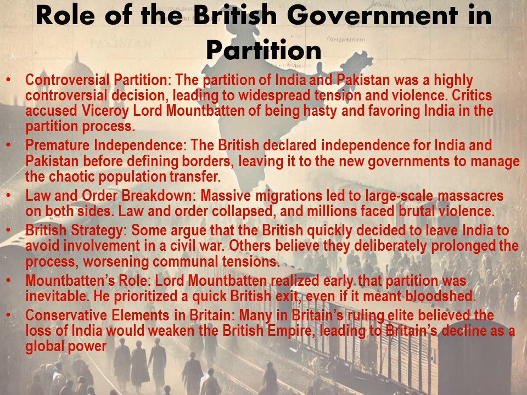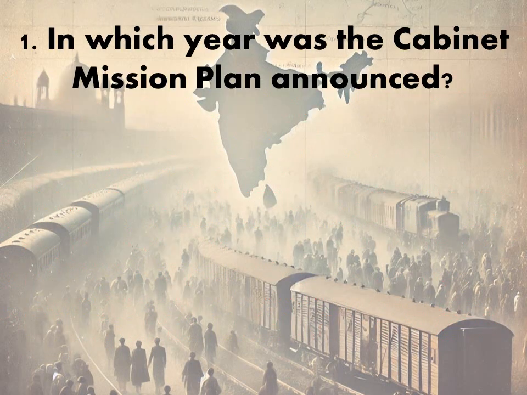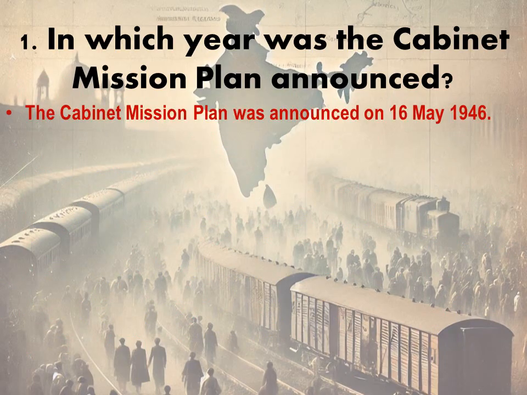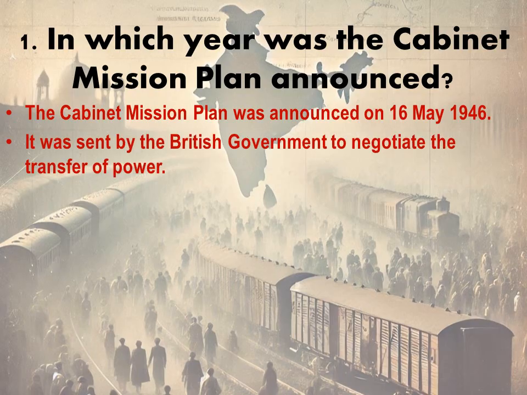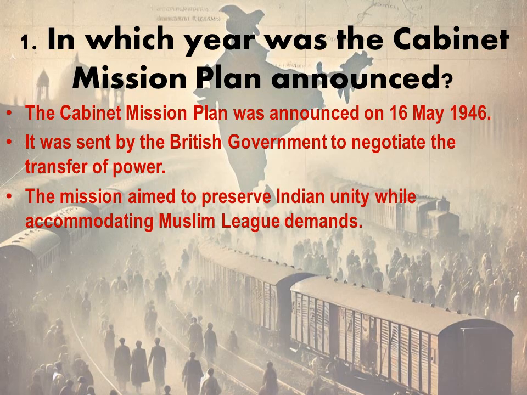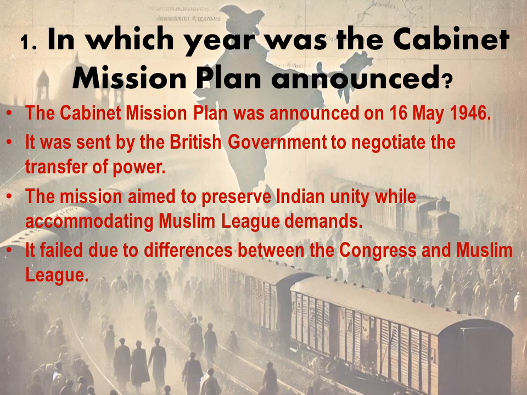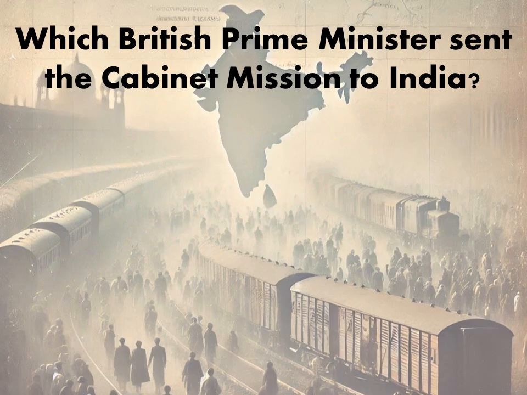And now we will discuss the questions and their answers, which will help you to understand this chapter in a much better way. In which year was the Cabinet Mission Plan announced? The Cabinet Mission Plan was announced on 16th May 1946. It was sent by the British government to negotiate the transfer of power. The mission aimed to preserve Indian unity while accommodating Muslim League demands. It failed due to differences between the Congress and Muslim League.